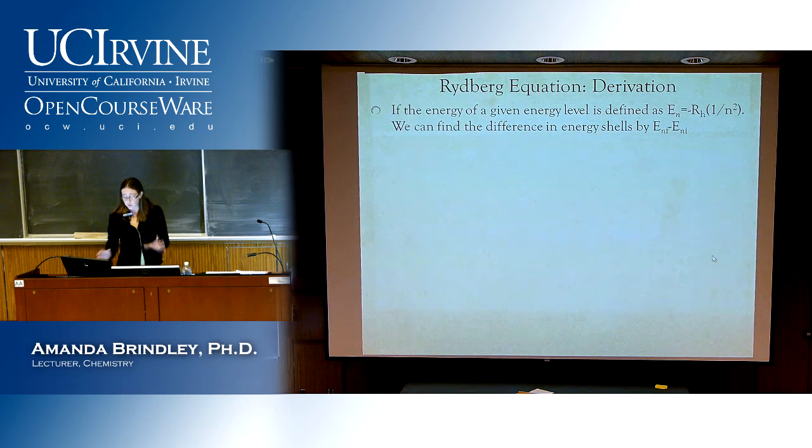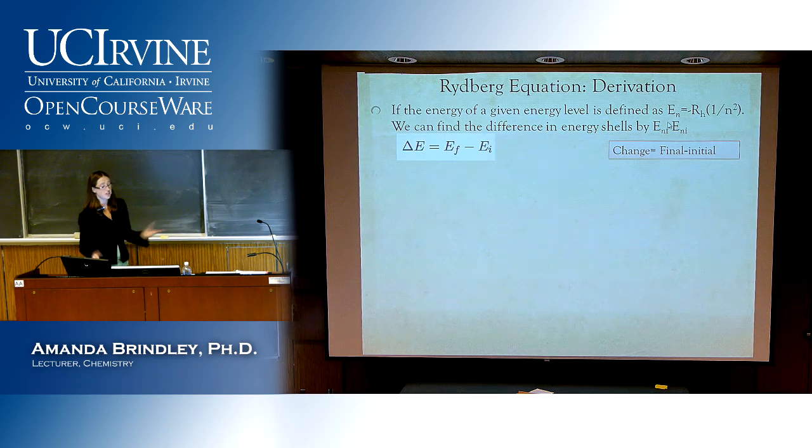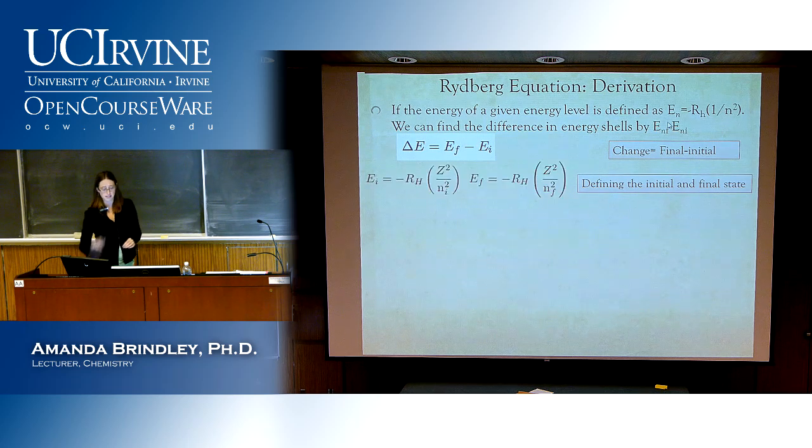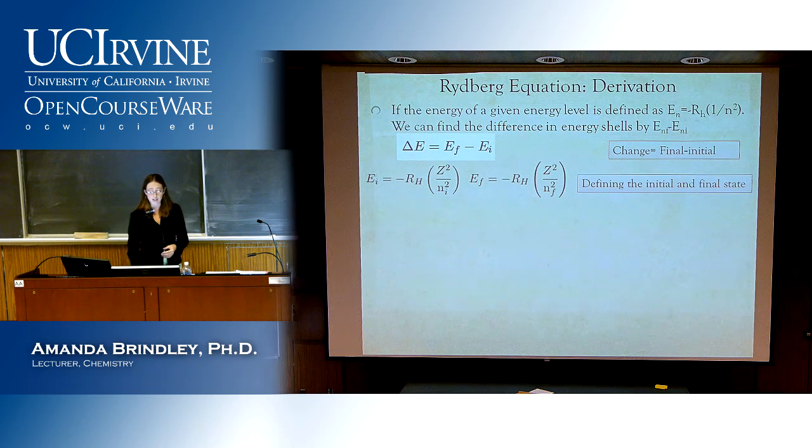So we're going to derive this as sort of our last thing of the day. For a given energy level, it's going to be defined by this, right? This is just from the last slide. So we know that we can find the difference in energy by taking the final and subtracting the initial. That's just the definition of change. Now, we also know that we can define both states, the initial and the final. All I did was rewrite this equation two times, one time calling it arbitrarily initial and one time calling it final.